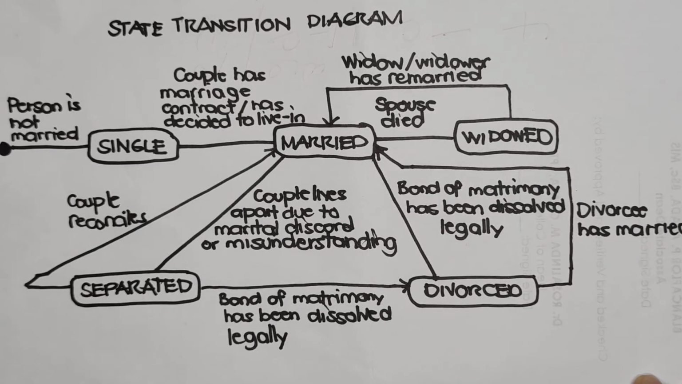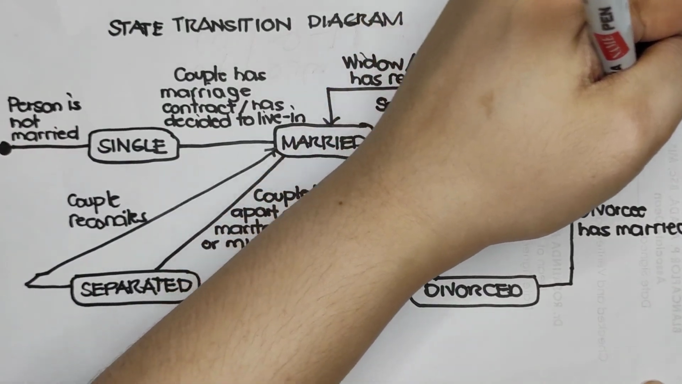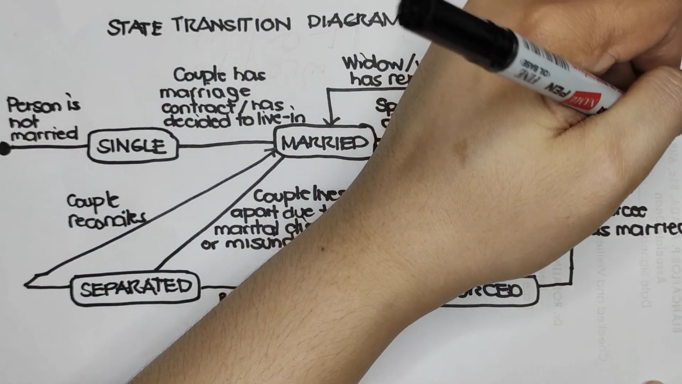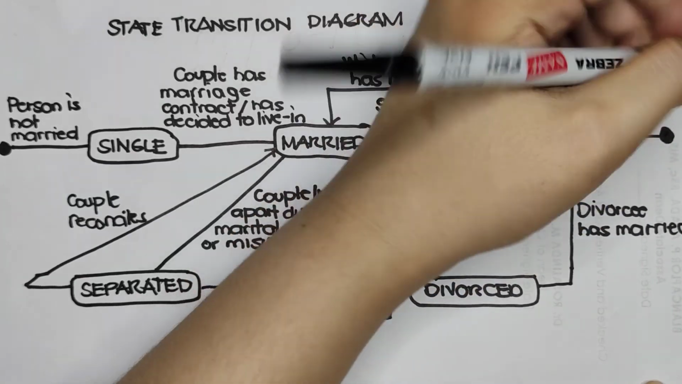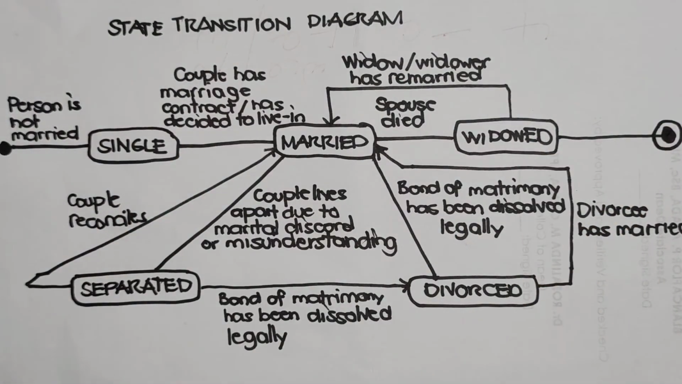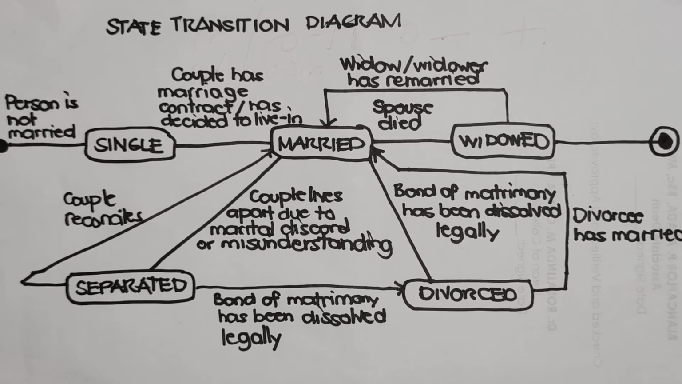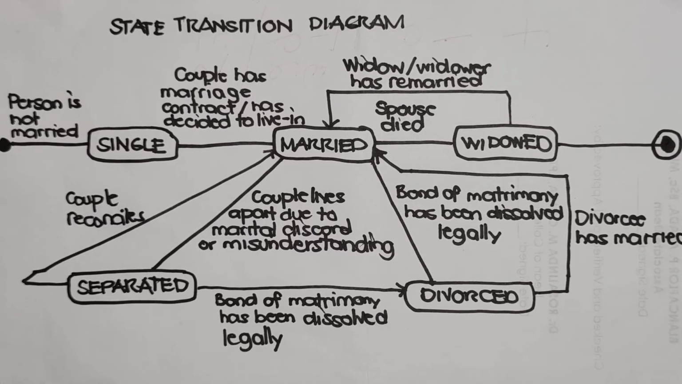So let's check. Single, then married. The end state here is the widowed. Let's put again a circle and then put it in. That's the symbol for an end state. So this is already our state transition diagram for marital status as identified by the Philippine Statistics Authority.